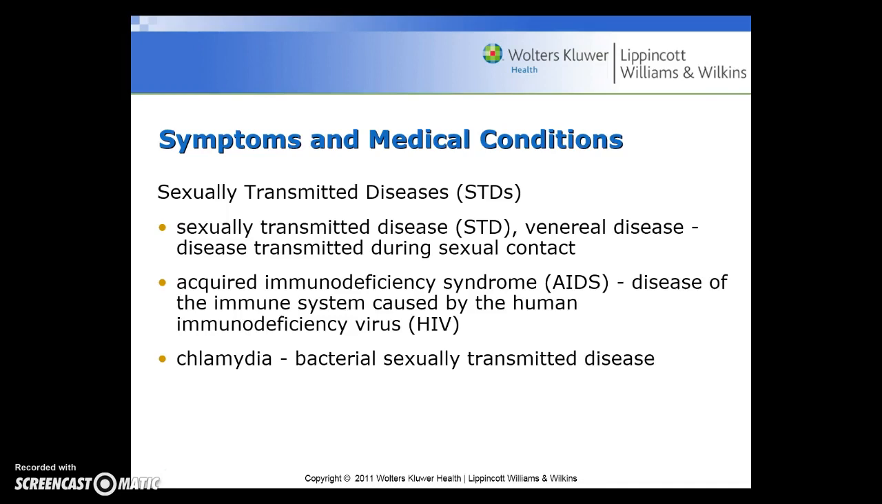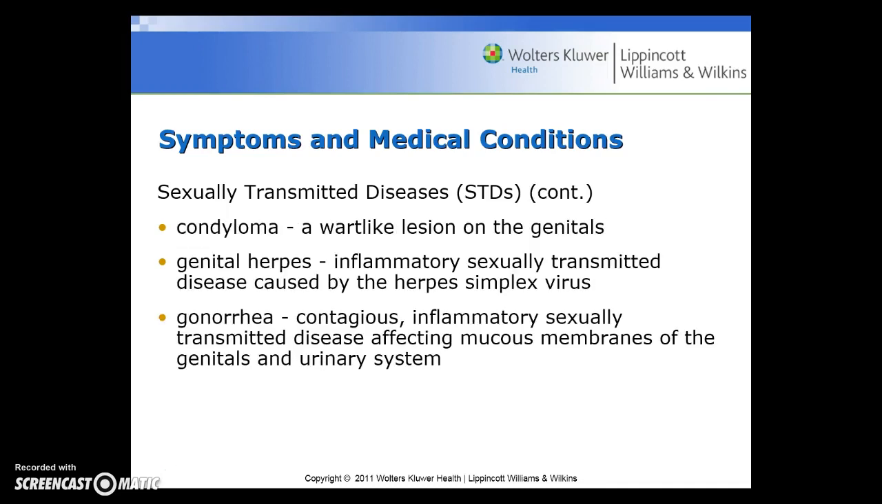Chlamydia is a bacterial sexually transmitted disease. Condyloma is a wart-like lesion on the genitals. Genital herpes is the inflammatory sexually transmitted disease caused by the herpes simplex virus. Gonorrhea is the contagious inflammatory sexually transmitted disease affecting the mucous membranes of the genitals and urinary system.